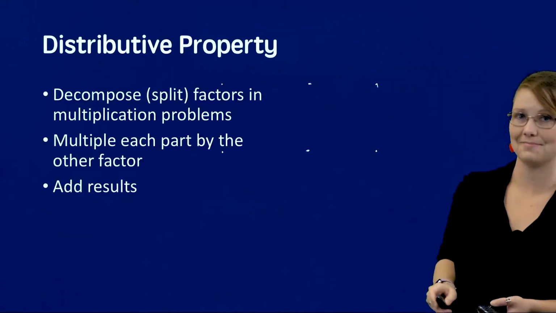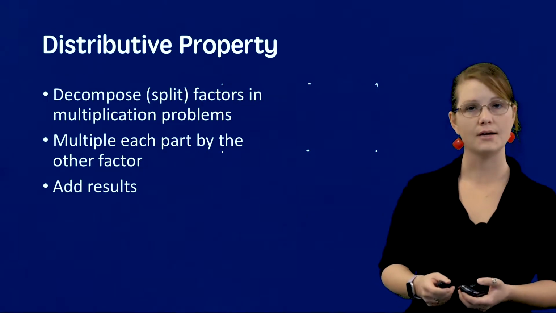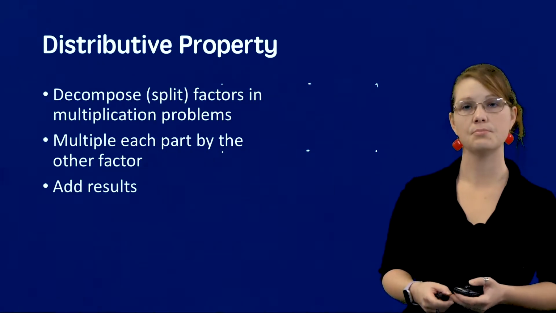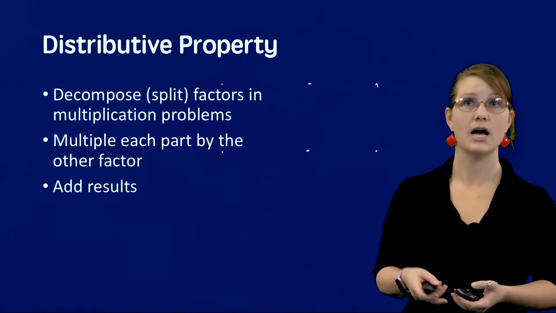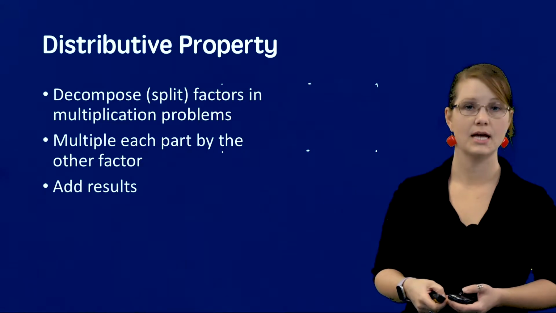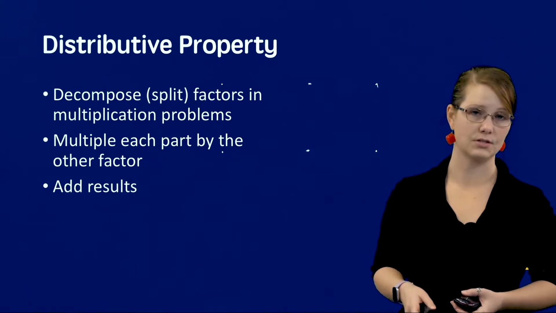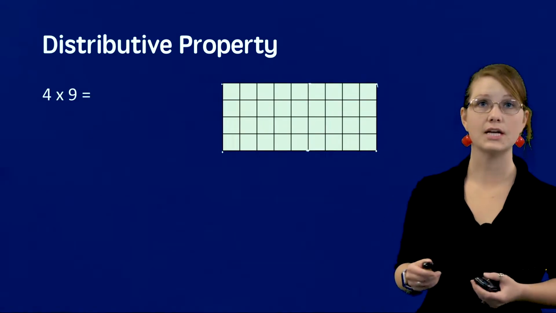Distributive property. So first, let's define the distributive property. When we're talking about the distributive property, it is important to note that you can split, i.e. decompose, factors into two or more parts, and then we can multiply each of those parts by the other factors and add the results. So let's look at an example here.